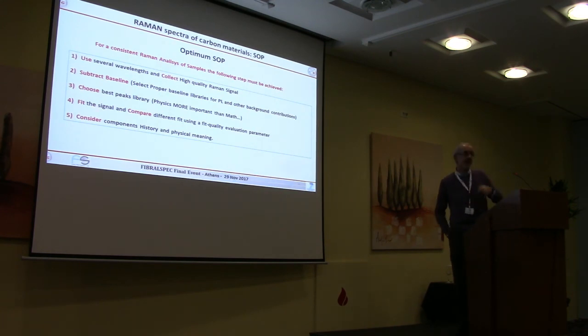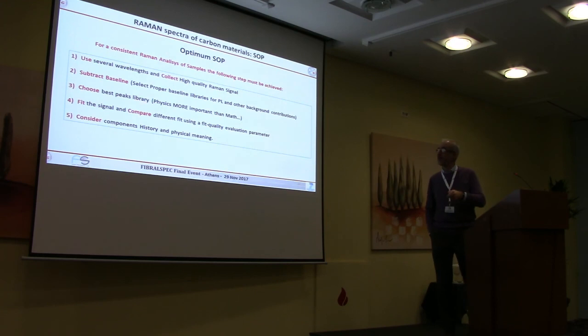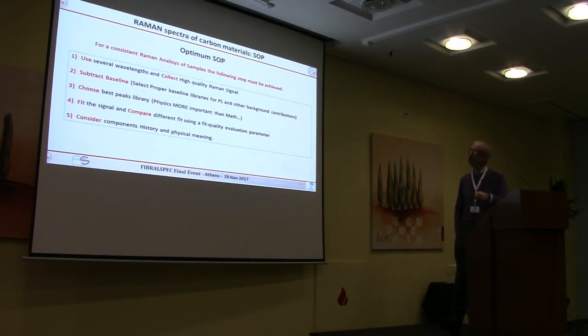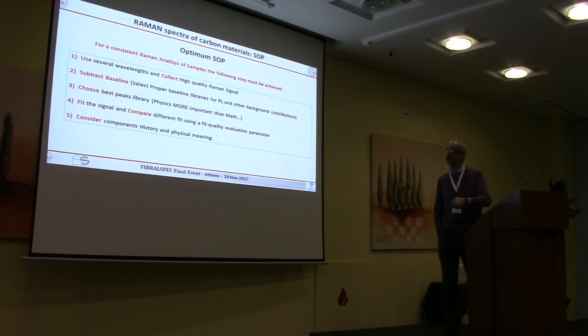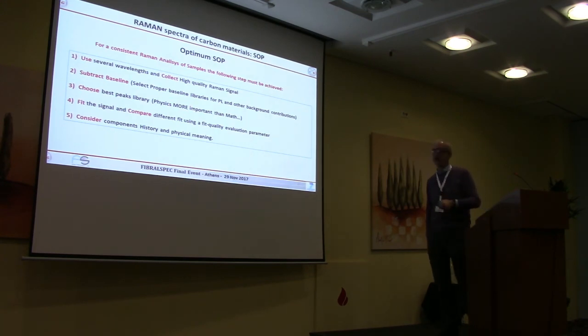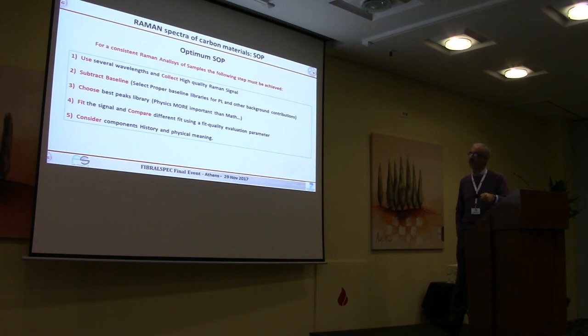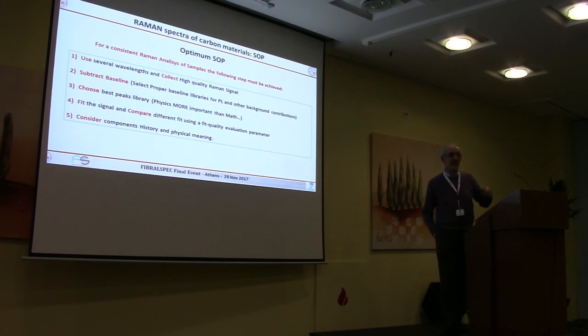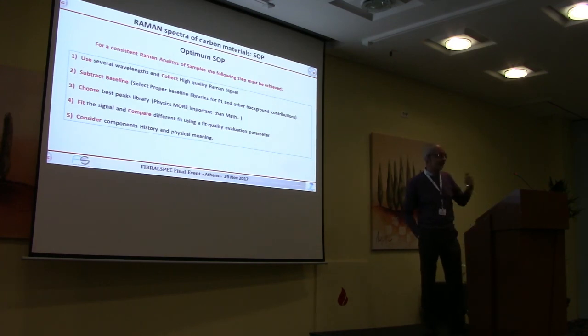You essentially have 2 types of SOP in Raman. One is the optimum. If you want to be very precise, nice, perfect on your SOP, you use several wavelengths, collect high quality Raman signal, meaning the signal to noise ratio is very high, 2 minutes, thanks. You subtract the baseline, background, with proper baseline libraries. You choose the peaks library. Remember that physics is more important than mathematics here. You fit the signal, compare different fits using a fit quality evaluation parameter, and consider component consistency and physical meaning among the different wavelengths' signals.